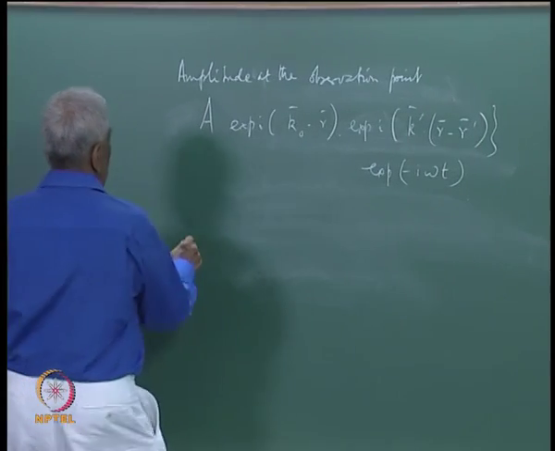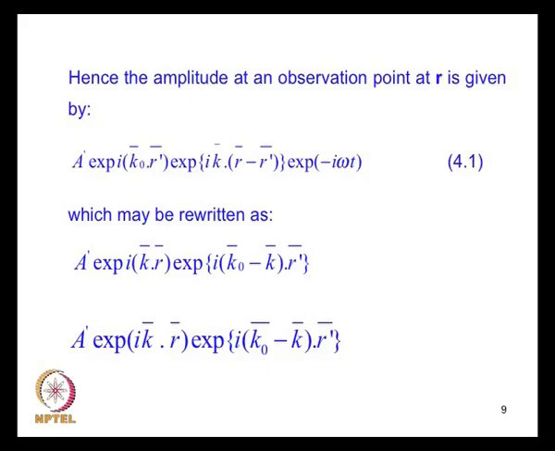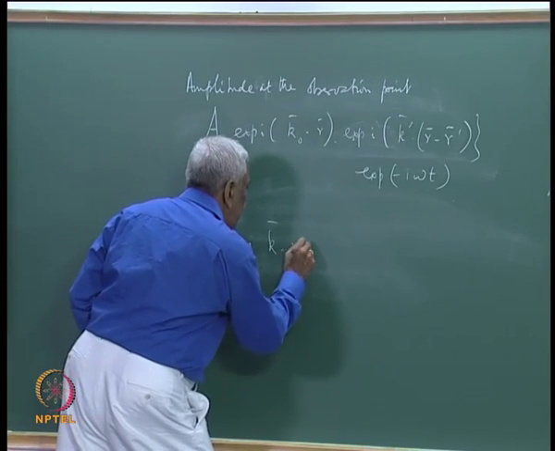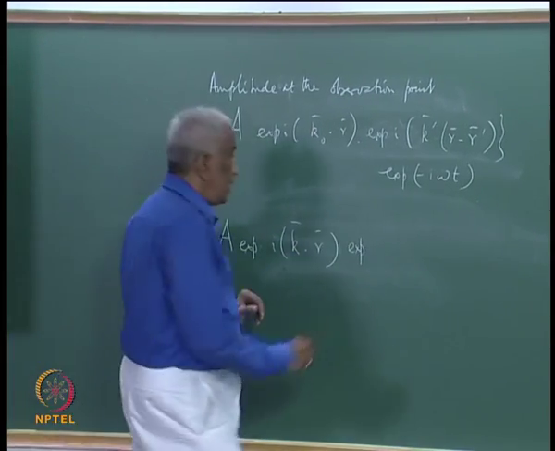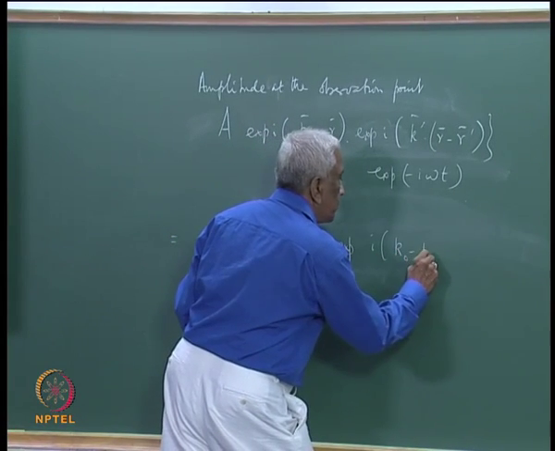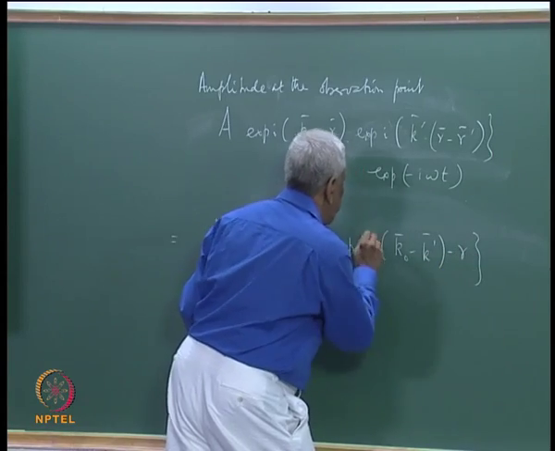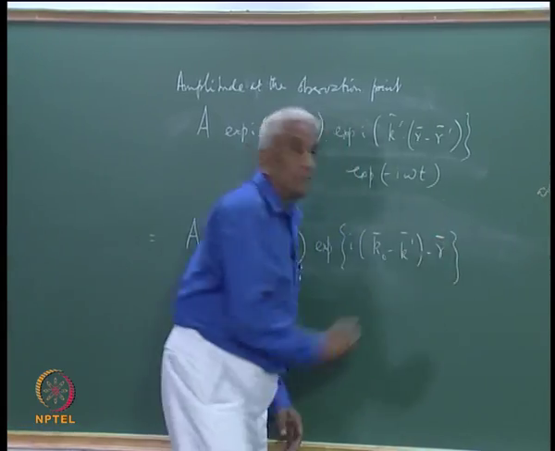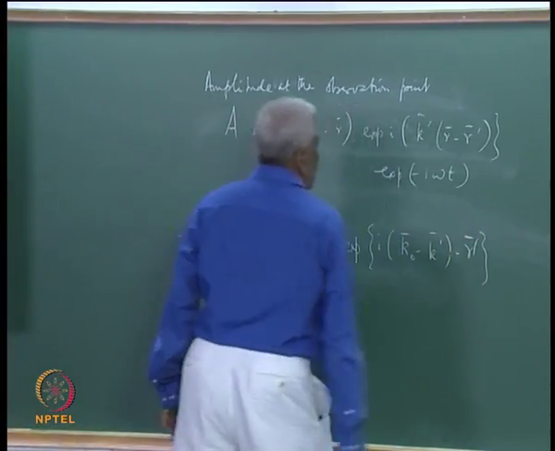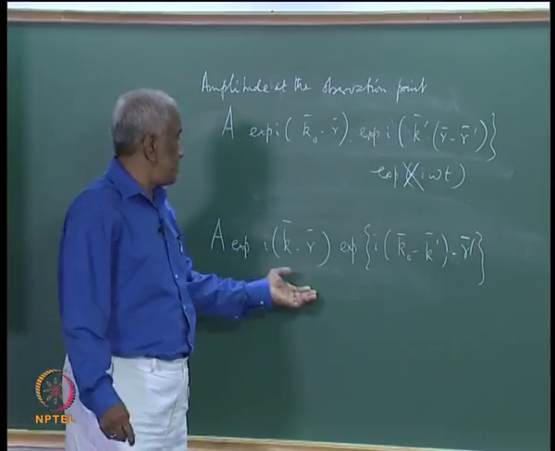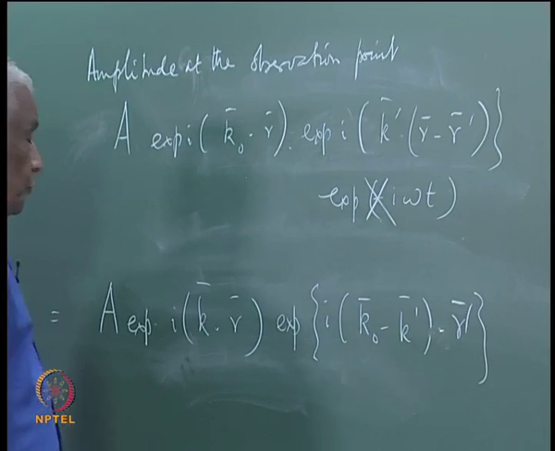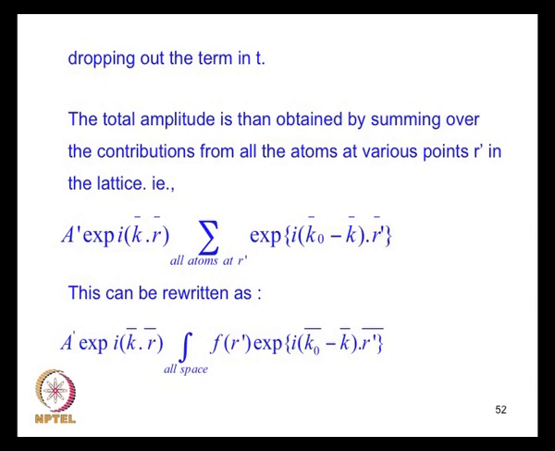So, this can be rewritten as a exponential i k dot r times exponential i k naught minus k prime dot r prime. This is simply omitting the time dependent term, so it is simply rearranged in this form. So, this is the amplitude when we drop out the time dependent part.